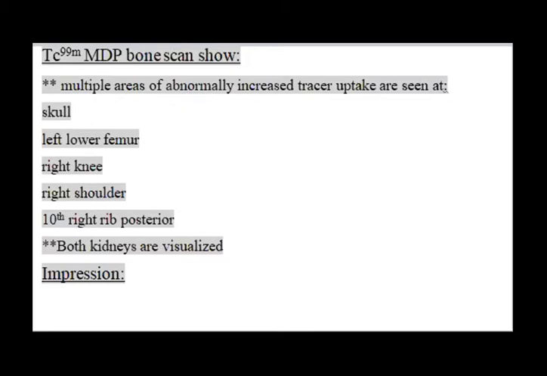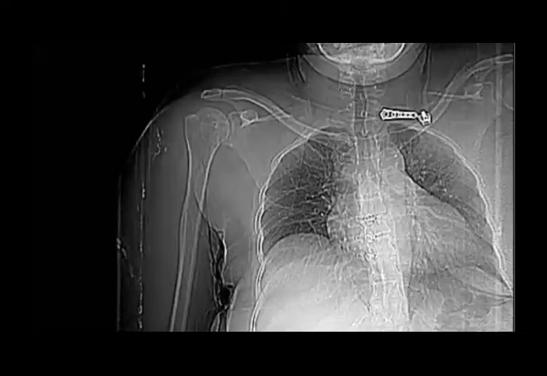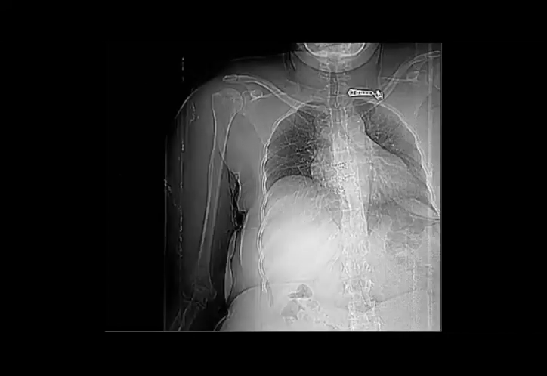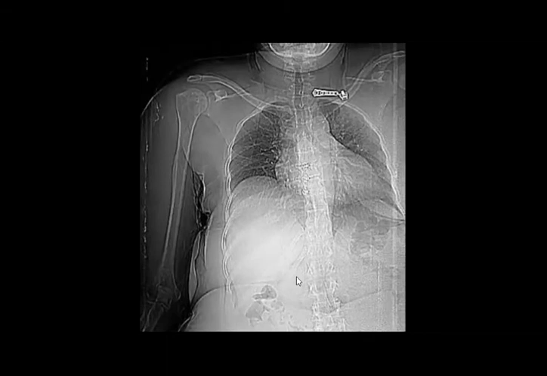So this is a bone scan, and already you can see that this patient has multiple areas of abnormal increased tracer uptake along the skull, left lower femur, right knee, right shoulder, and right rib posteriorly. Okay, so now I will show you the scout of the CT. They asked to do a CT. So do you find anything abnormal here?